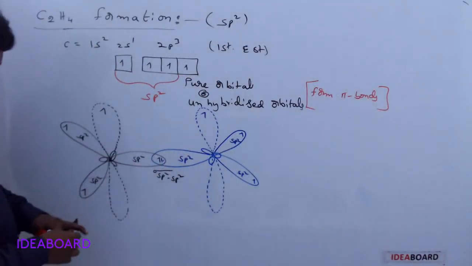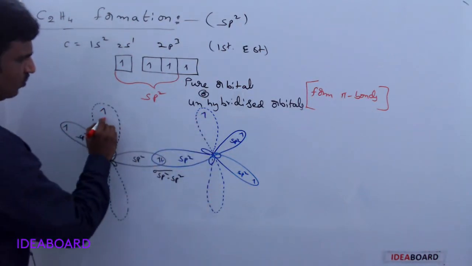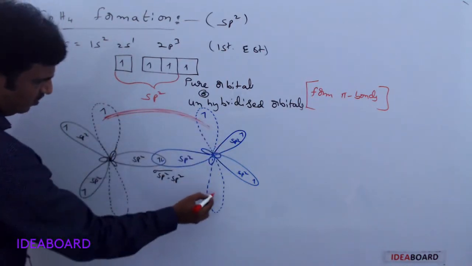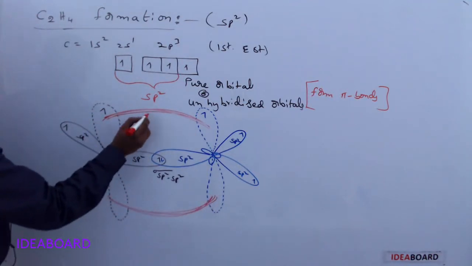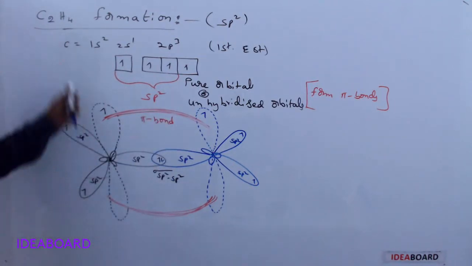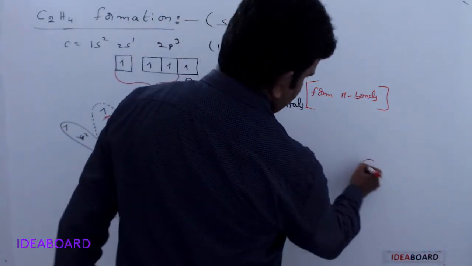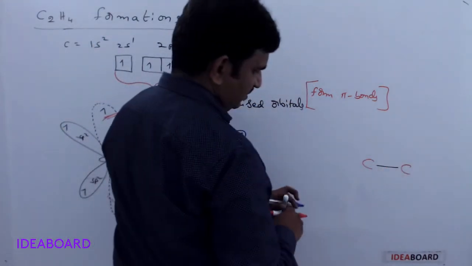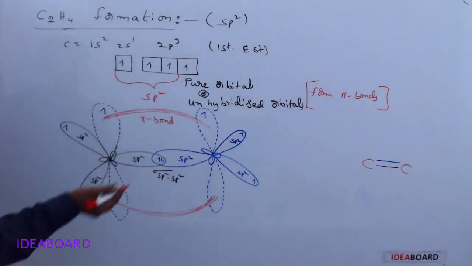What is the next overlapping? Sidewise overlapping. Here, see, this pure orbital and this pure orbital overlap sidewise. This is called lateral overlapping. This sidewise overlapping forms a pi bond. So please remember, in the C2H4 molecule, between the two carbon atoms, one sigma bond is present and one pi bond is present.